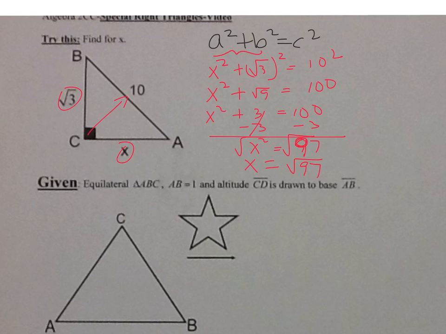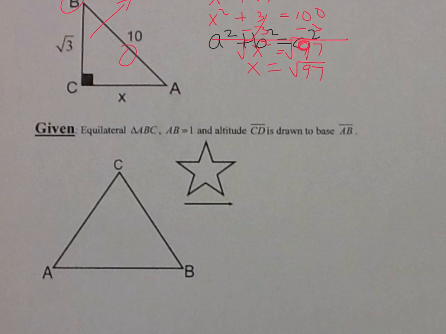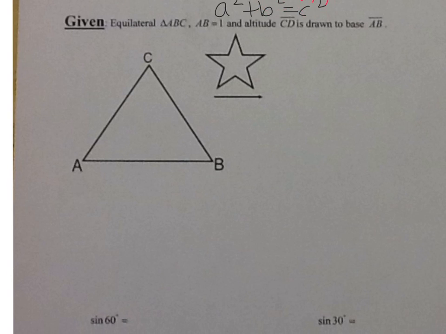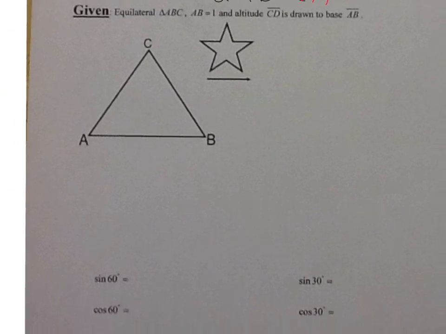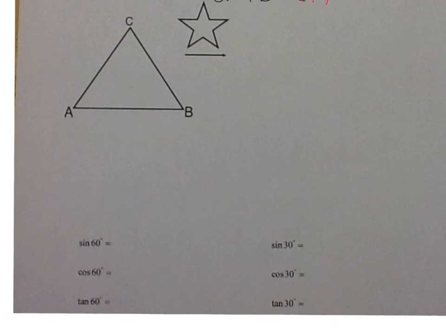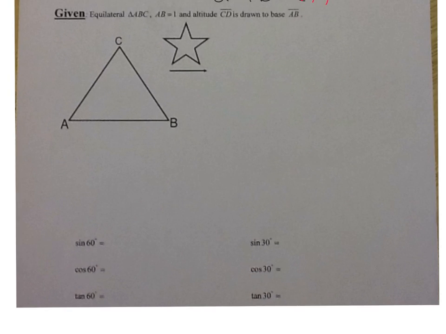Let's take a look at the first given down here. And we're talking about equilateral triangle ABC. Okay, so this equilateral triangle ABC has AB is equal to 1. Now, since it is equilateral, that means all the sides are the same. So if AB is 1, that means AC is 1, and BC is equal to 1 also. It also says that altitude CD is drawn. So remember altitude. Hopefully you remember the altitude from geometry.